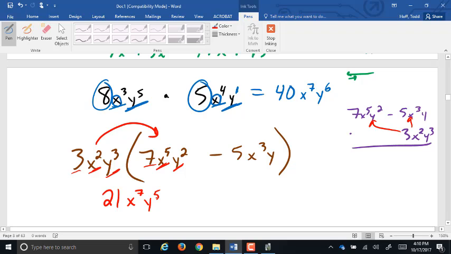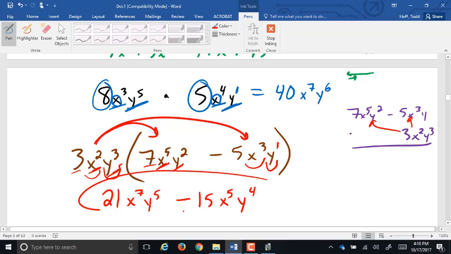Y to the 5th. And then we have to do the 3x squared y to the third times negative 5x to the third y. 3 times negative 5, negative 15. X squared times x to the third, x to the fifth. 2 plus 3 gives us 5. And y to the third times y to the fourth. Again, this is y to the 1, so 3 plus 1 is 4.